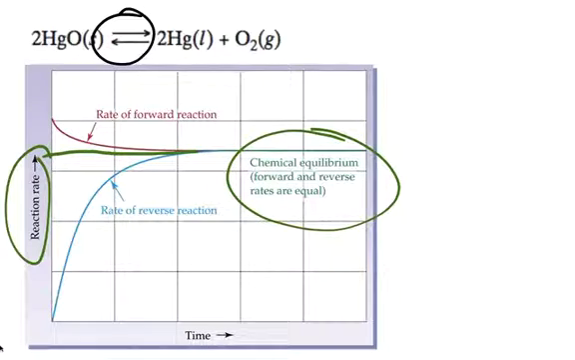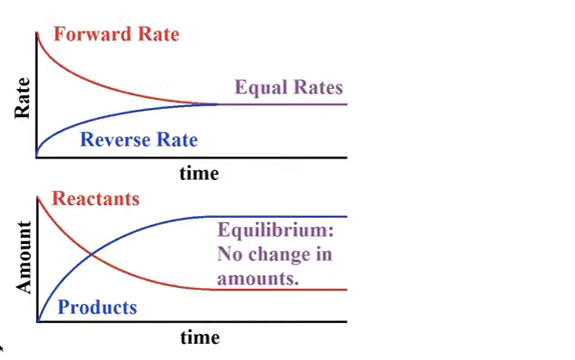However, we've reached a point where this forward reaction rate has balanced with the reverse reaction rate. So the rates are equal. The reaction is still happening, but the forward and the reverse rate are equal. The other thing that we can see is when we've reached that equilibrium, we have that point of equal rates, just like in that first graph there.